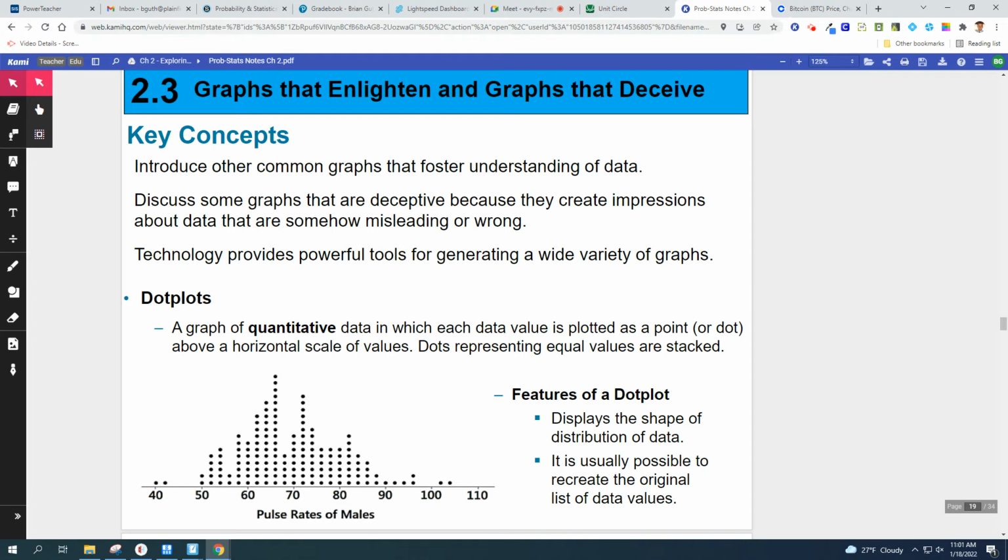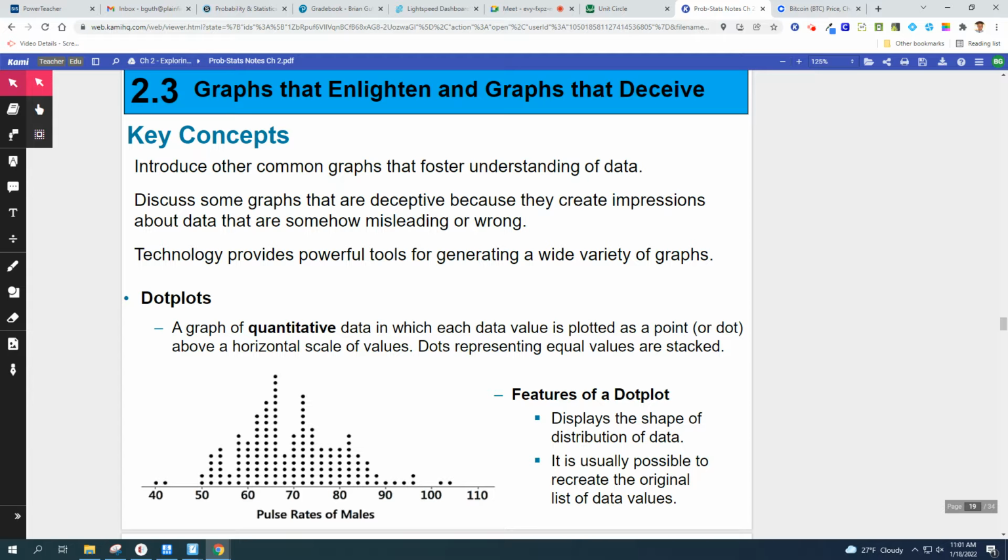2.3, graphs that enlighten and graphs that deceive. Key concepts. We are going to introduce common graphs that foster understanding, discuss some graphs that are deceptive, and talk about technology just a little bit.